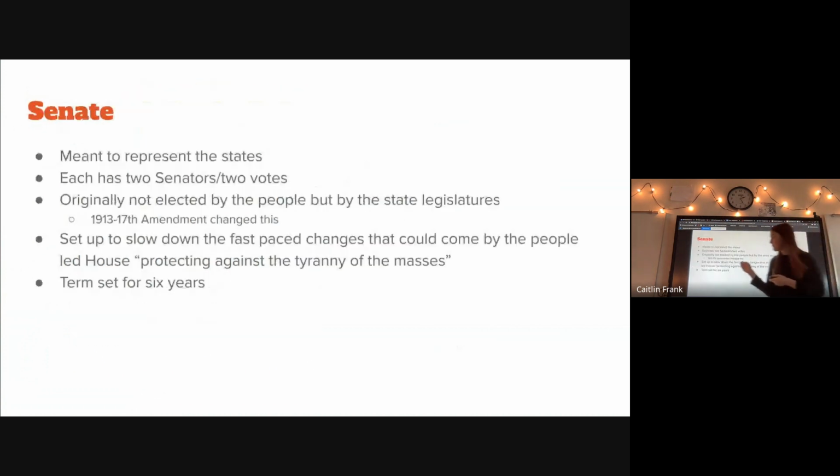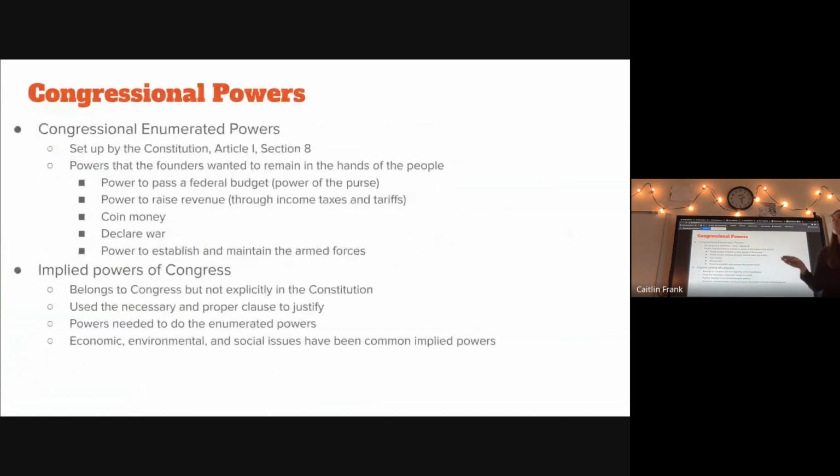Originally, as well, I already mentioned this, but again, to bring in the 17th Amendment, because it's asked about semi-often, senators were decided by state legislators, but in the 17th Amendment in 1913, that changed to direct election of senators, tying them more to the people, but still less than the House of Representatives.